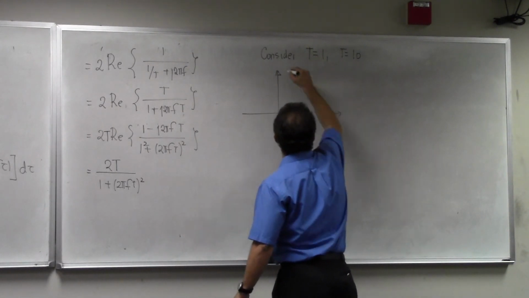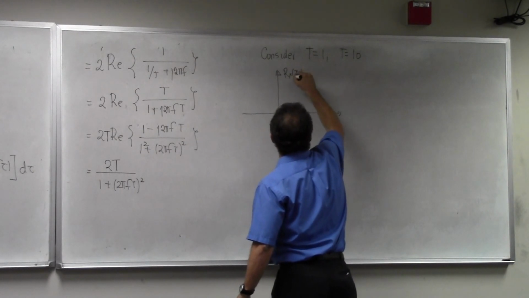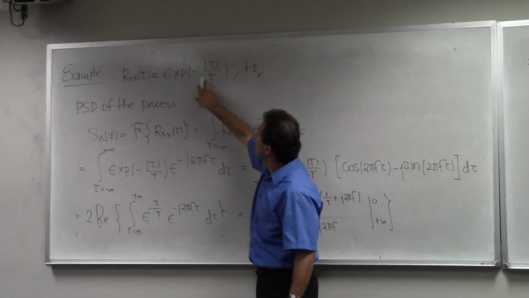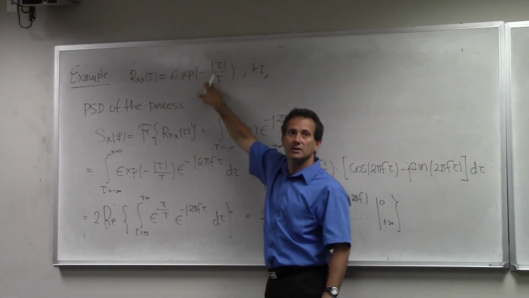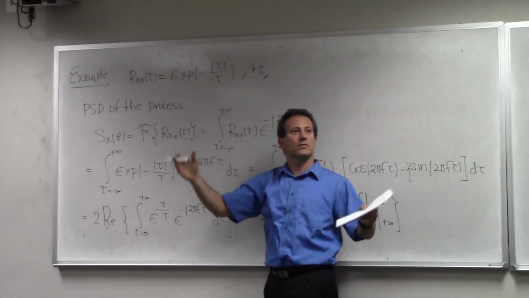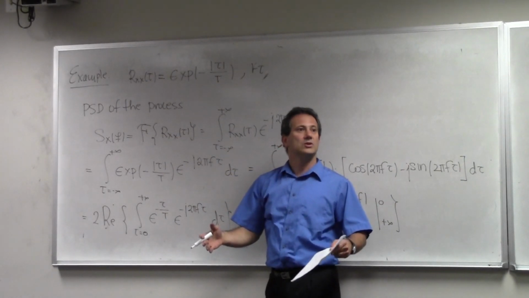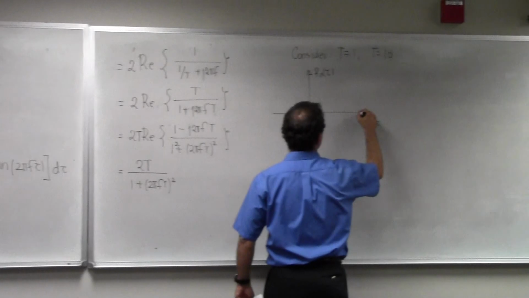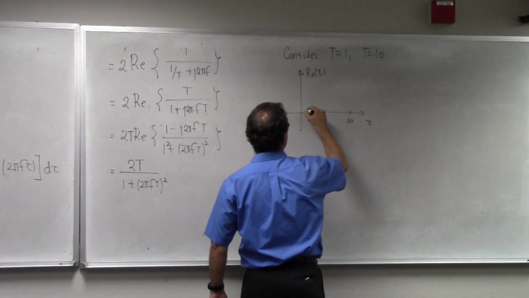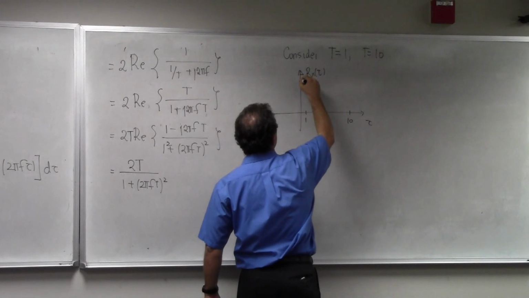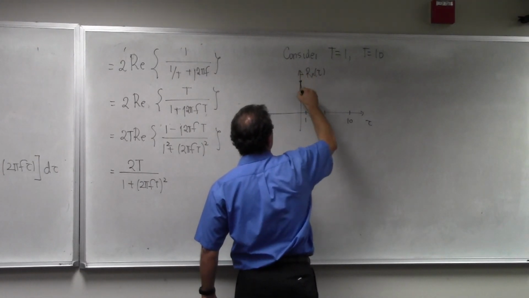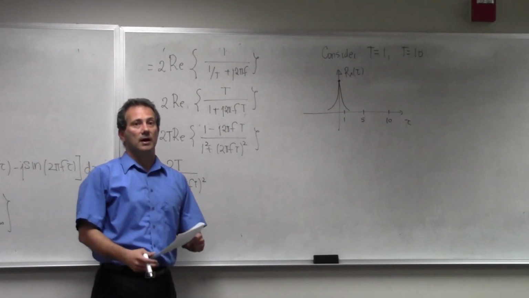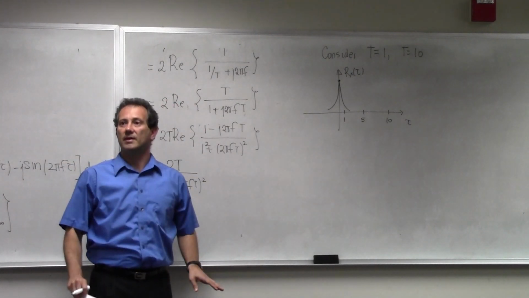What does the autocorrelation function look like? If you look at the expression here, for T equal 1 and tau equal to 1, this is 1 over e. So it falls off to 1 over e of its value when tau is equal to 1, right? So if I plot this as a function of tau, it goes from its maximum like this. That's my autocorrelation function. So the autocorrelation function drops off very rapidly.